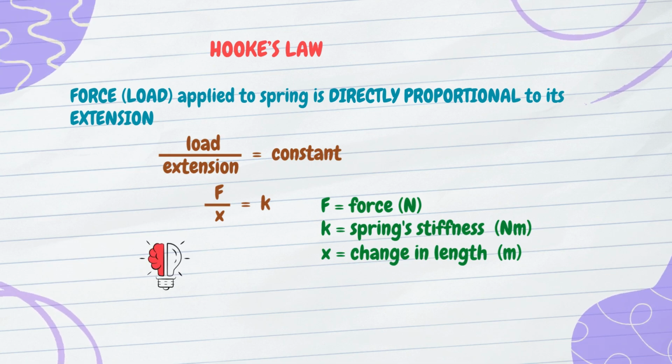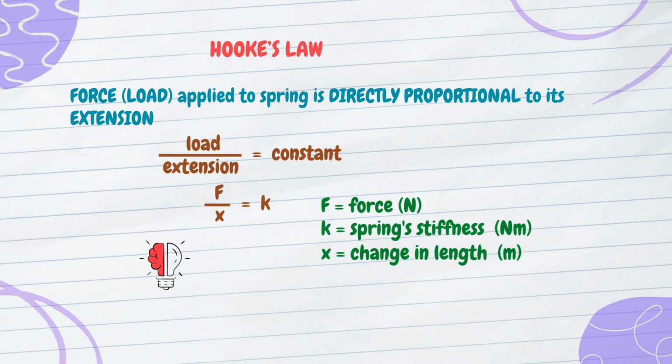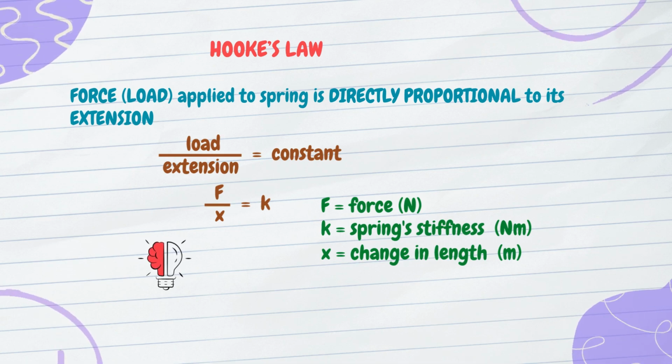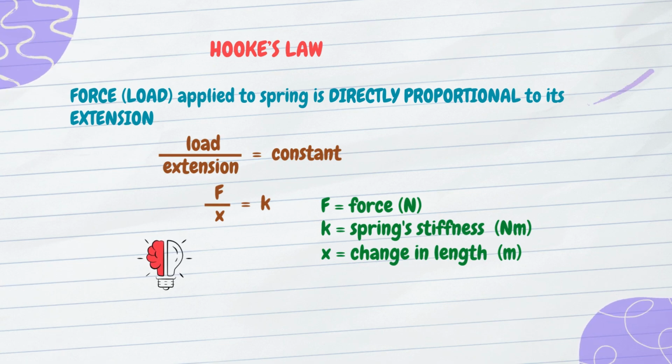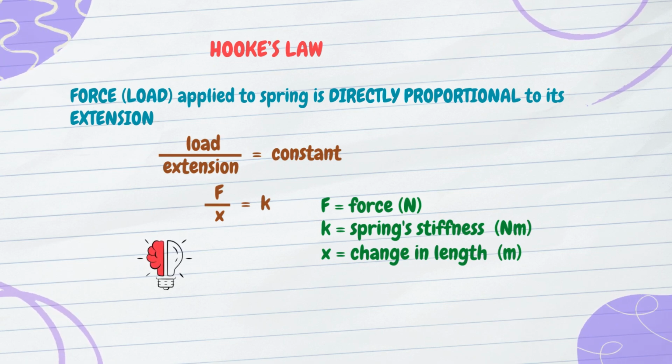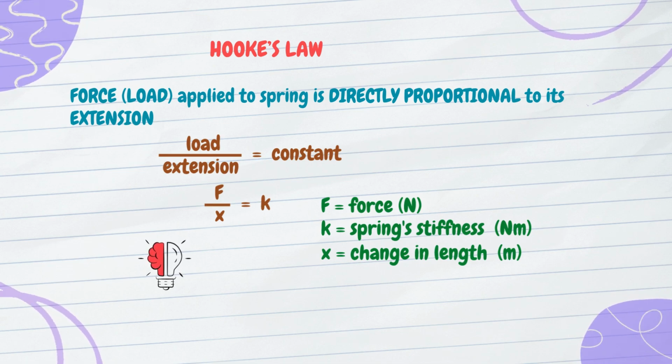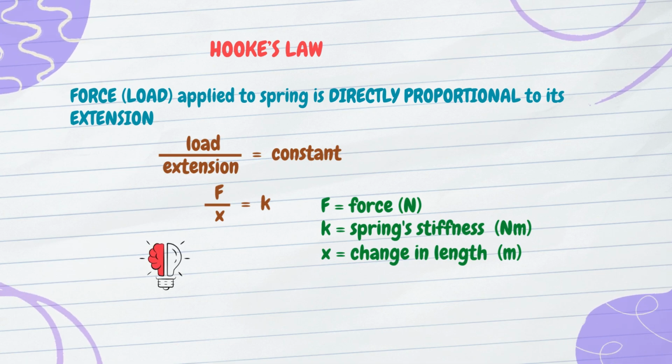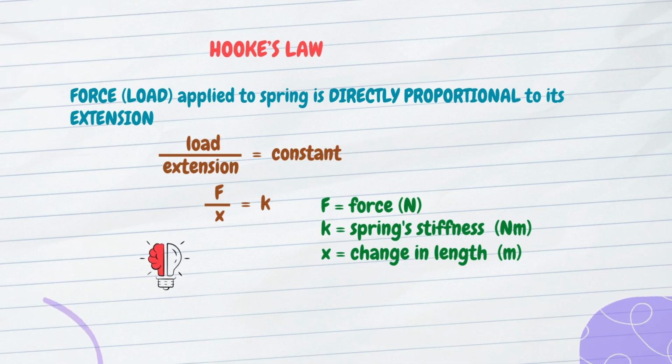The spring constant, K, is a specific characteristic of the spring. A larger constant indicates a stiffer spring, which requires a larger load to produce a given extension. On the other hand, a smaller constant means the spring is more easily extended. Positive extension, X, refers to stretching, while negative extension indicates compression.